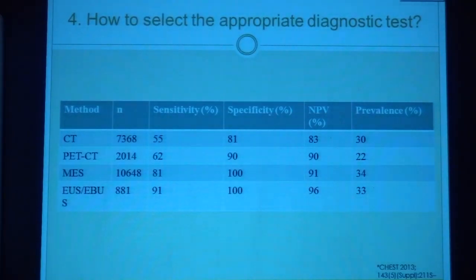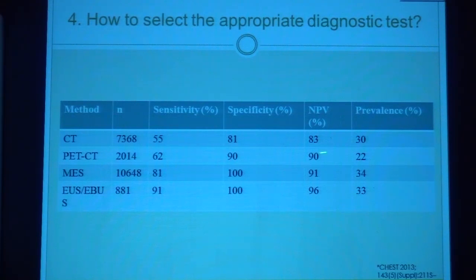So the first question, how to select the appropriate diagnostic tests? We need to be sure when we send a patient to surgery that the lymph node is really negative, that it's not malignant. So specificity and sensitivity don't tell us a lot. The value which tells us most is negative predictive value. This is the value of how sure we are that the lymph node is really negative after our puncture or after evaluation. So here we can see that CT scan is not reliable.